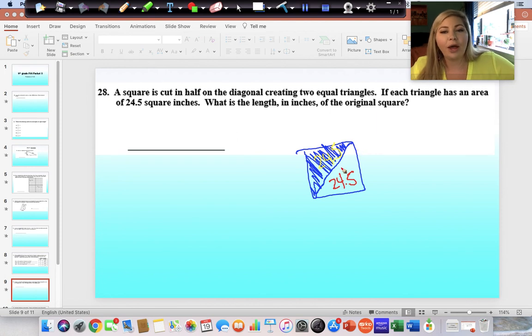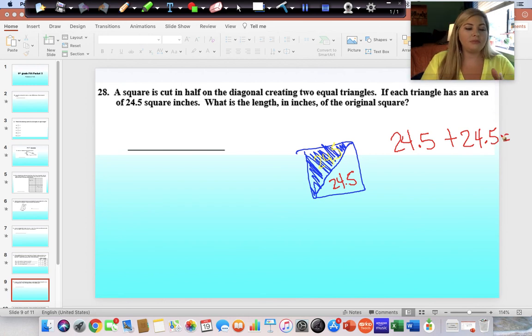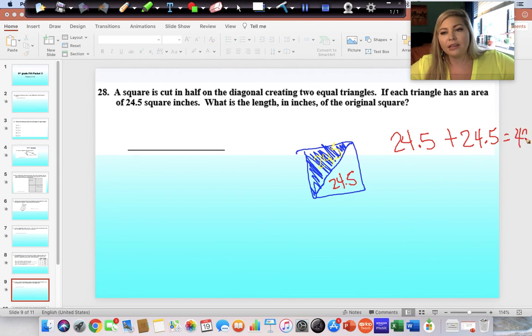So to find out how much area the whole thing has, we will add those two numbers together. So 24.5 plus 24.5, and that equals, I believe it's 49, but we shall check. Yes, it is 49. So that equals 49. But we are not done. It didn't ask us for the area of the square. It asked us for the side length.